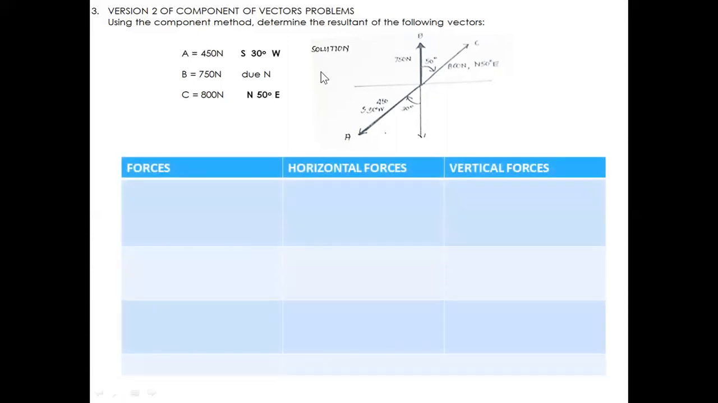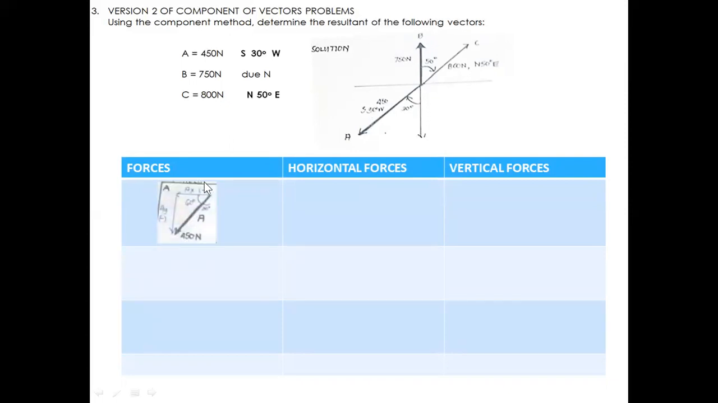To determine the resultant, at first we need to resolve each vector and then determine their respective horizontal and vertical component forces. So I'm going to show a tabular form of solution. We have a column for forces or vectors, and then their corresponding horizontal forces and vertical forces. So these are the component forces of the vectors.